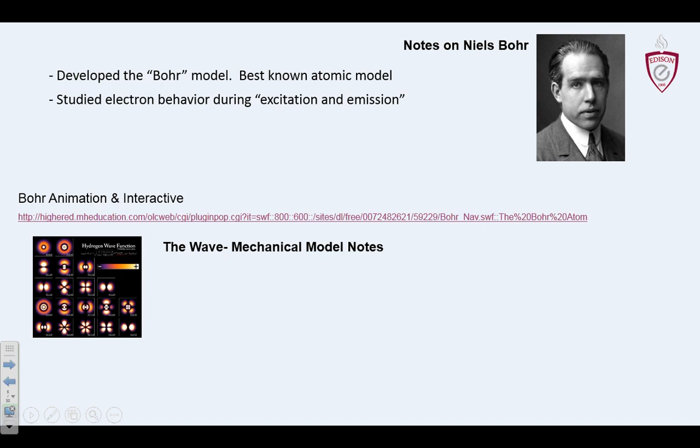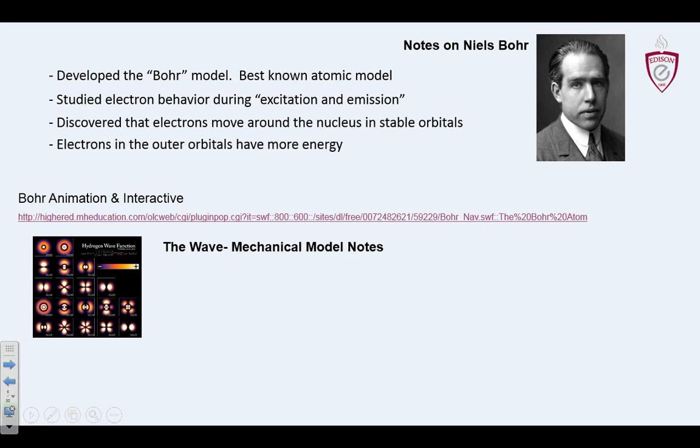He studied electron behavior during excitation and emission, which are fancy words for absorbing energy and releasing energy. Give me lots of energy, I get excited, and then I'm going to lose it all and let it go. Yeah, I think of a 3-year-old. They get all excited running around, and then they fall over. He discovered electrons move around the nucleus in orbitals, kind of like planets move around the sun. So sometimes we call this a planetary model of the atom, but it's really a Bohr model of the atom.